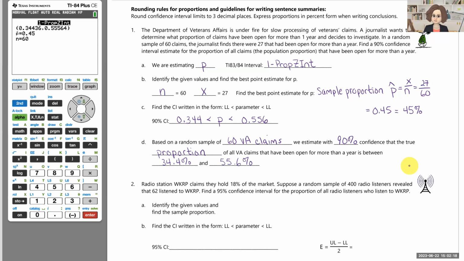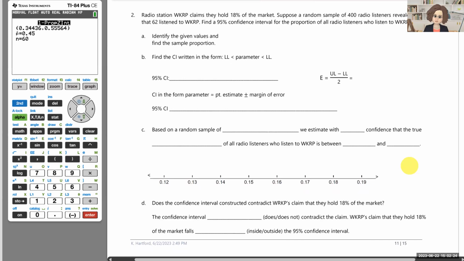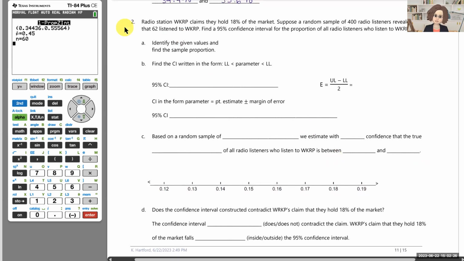Okay, let's try another one. All right, so number 2. Radio station WKRP claims they hold 18% of the market. Suppose a random sample of 400 radio listeners revealed that 62 listen to WKRP. Find a 95% confidence interval for the proportion of all radio listeners who listen to WKRP.